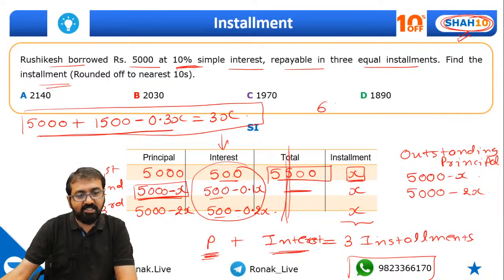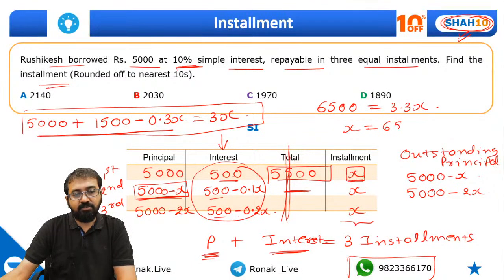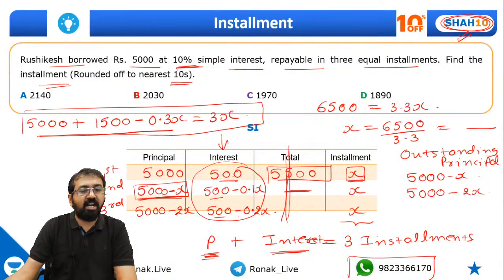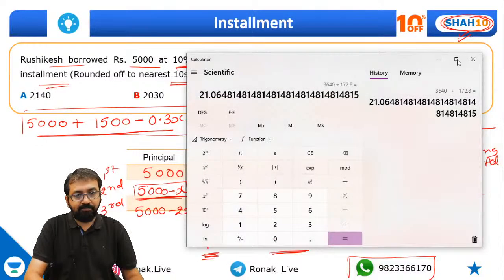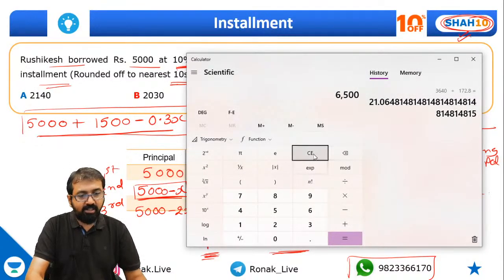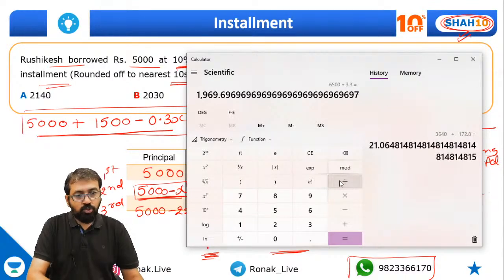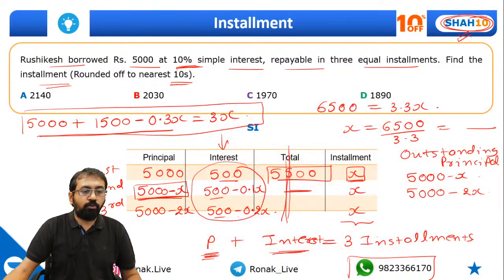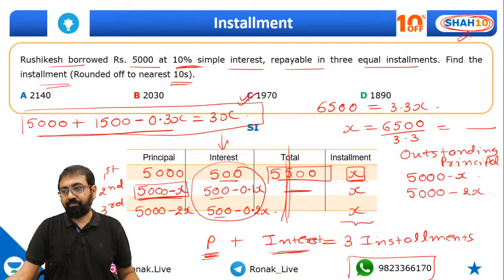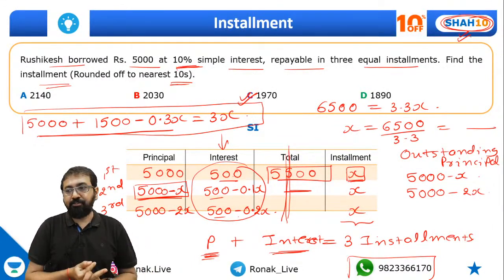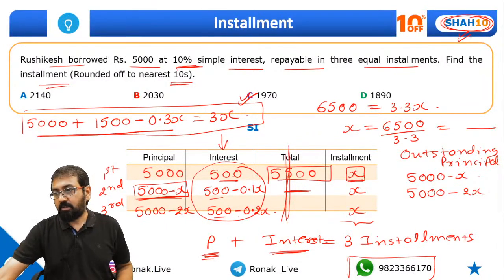So this is what we'll get if we solve this thing. So what will we get? We'll get 6,500 is equal to 3.3x. तो x कितना आ जाएगा? 6,500 divided by 3.3. Now you can solve this thing rounded off to nearest 10. So let's once again use our calculator, right? So 6,500 divided by 3.3. So it will come out to be 1969. So I'll go with this option, 1970. Have you all understood this, everyone? Yeah. Okay, great. So this is how you can solve these questions.